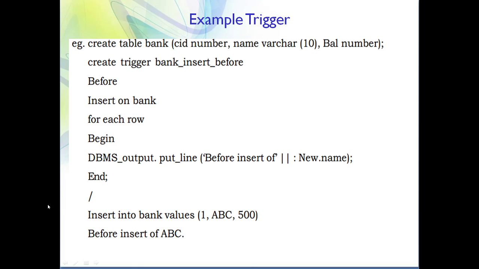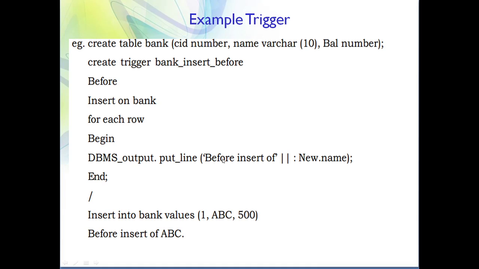Here I have written begin, beginning the body of the trigger, and then I have written dbms_output.put_line. dbms_output is a package under which one function is there, that is put_line. It is just like the printf function. As in C we use the printf function to display a message, similarly in PL/SQL, if you want to display any message, you have to use this. So dbms_output is a package, and put_line is a function present in that particular package.